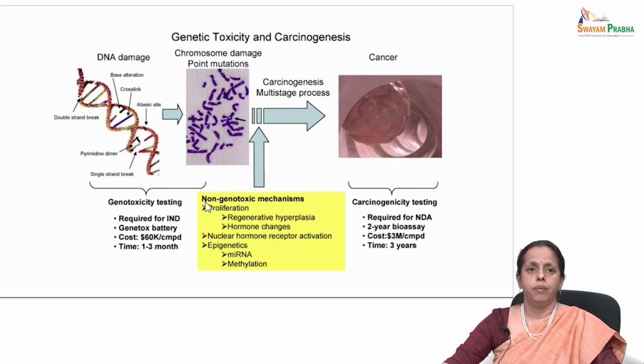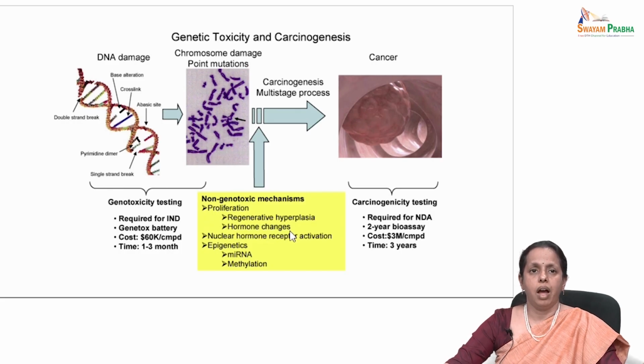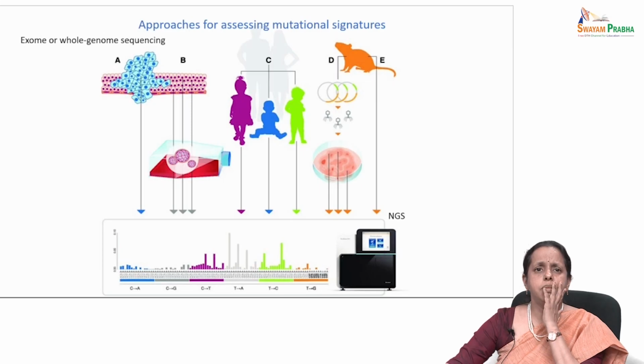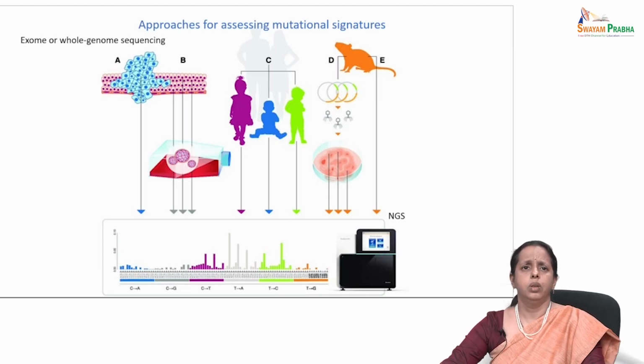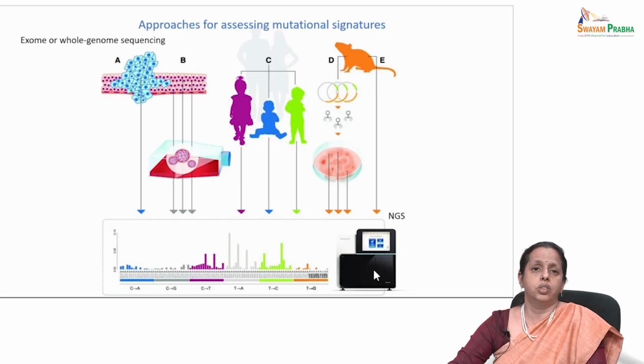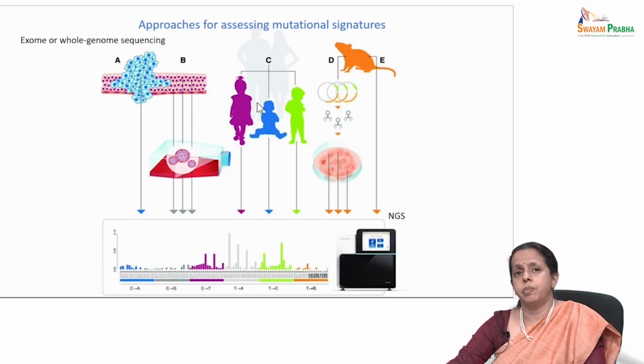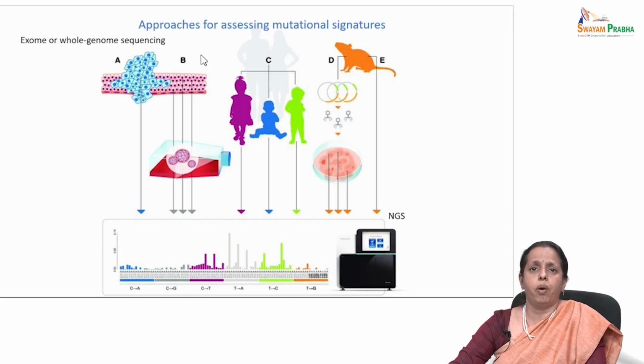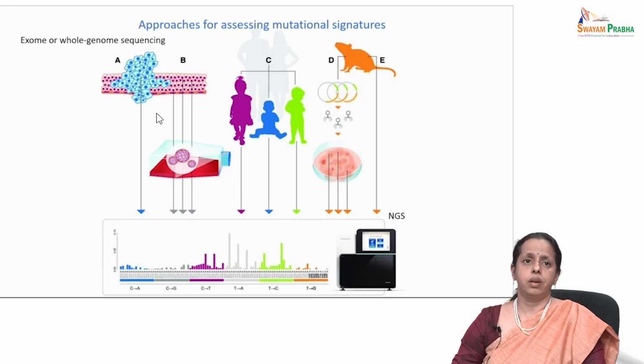You will also have the non-genotoxic mechanisms like proliferation, hormone changes, nuclear hormone receptor activation, all that which we have learned earlier, and they will lead to a multi-stage process. So as I mentioned before, there are many approaches for assessing mutational signatures. We will be reading a lot about it in these ongoing classes. So mutational spectra, for example, polynucleotide mutational sequences, provide a lot of insight into the mutational process.